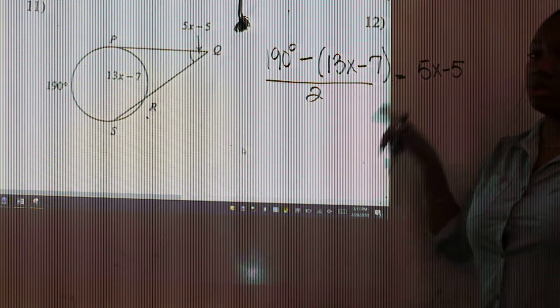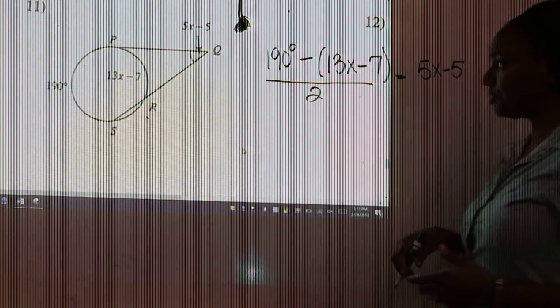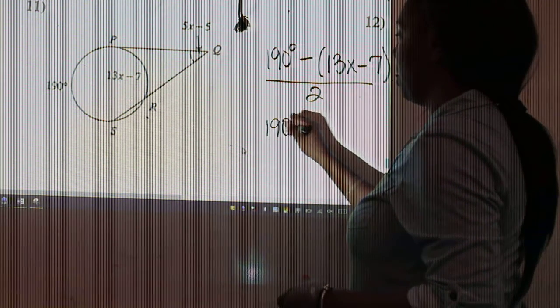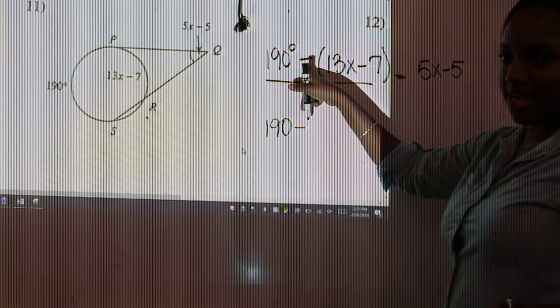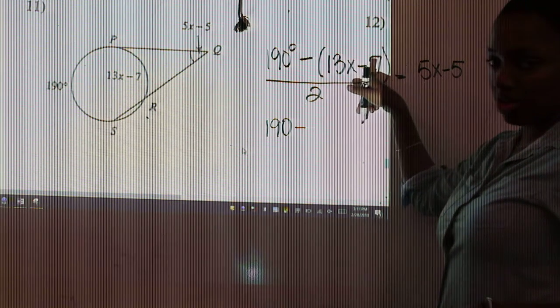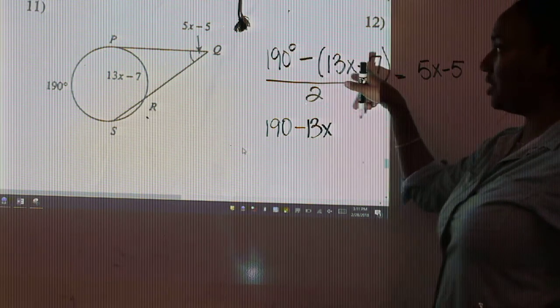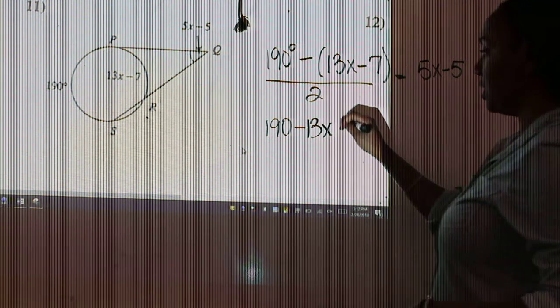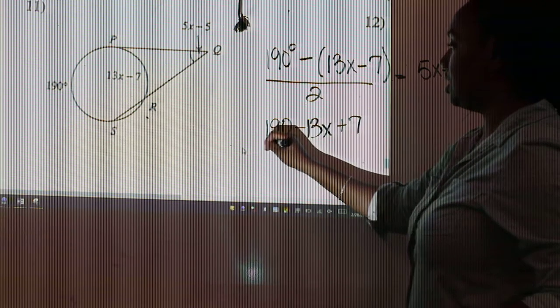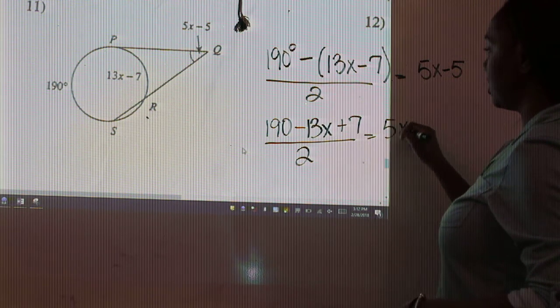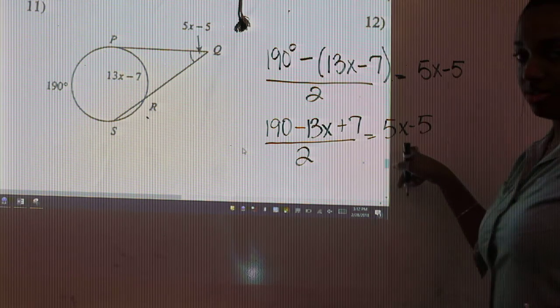Now, the instruction was to solve for the value x. Let's do that. I have 190 minus, and this minus sign has to be distributed to each of these terms. So that becomes a minus 13x. Negative times a negative 7 gives me plus 7, divided by 2 equals 5x minus 5.